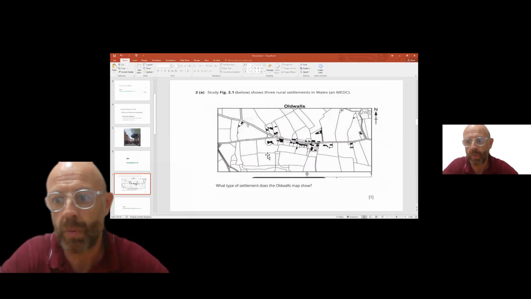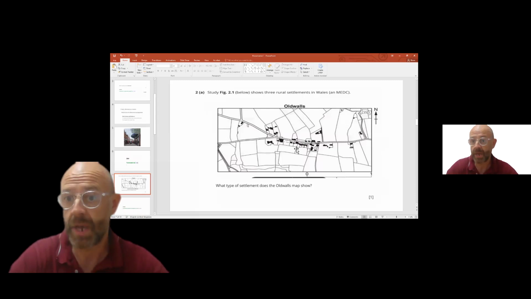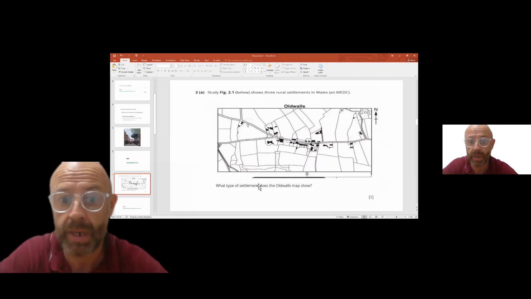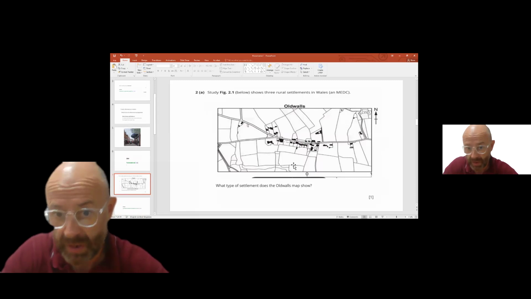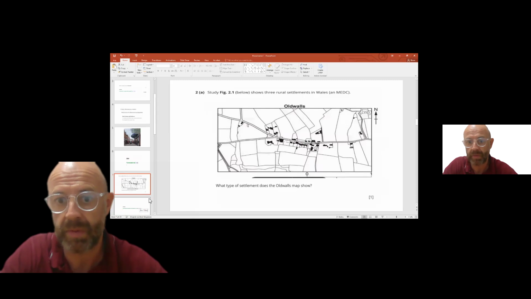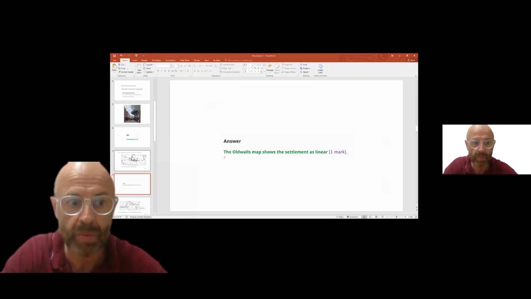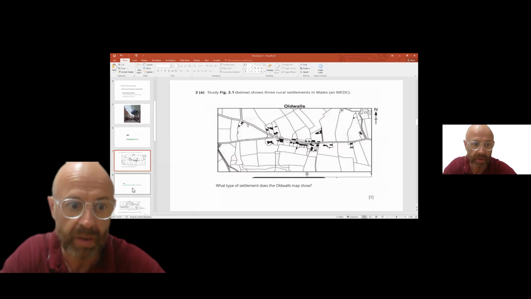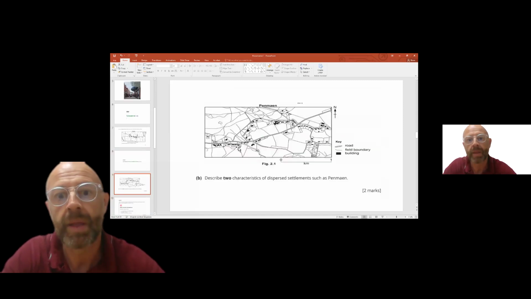Study figure 2.1 below. It's a settlement called Old Walls, and a simple 1 point question here. What type of settlement does the Old Walls map show? I'm hoping you're all going to be okay with this. It's a linear settlement. We can see there's a linear development across that road, so it's a linear settlement.